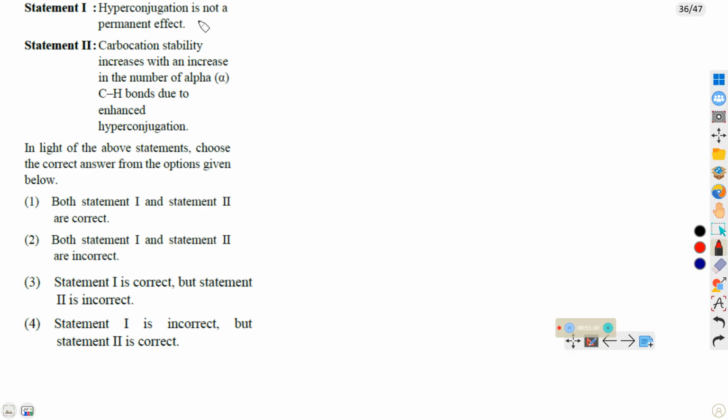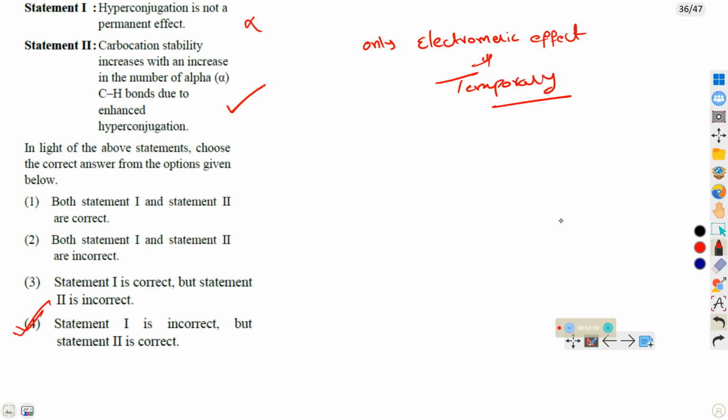Hyperconjugation is not a permanent effect. This is wrong. Hyperconjugation is a permanent effect. So first statement wrong. Carbocation stability increases with an increase in the number of alpha C-H bonds due to enhanced hyperconjugation. This is correct. Statement 1 incorrect, but statement 2 is correct. Only electromeric effect is temporary. Remaining all effects are permanent.